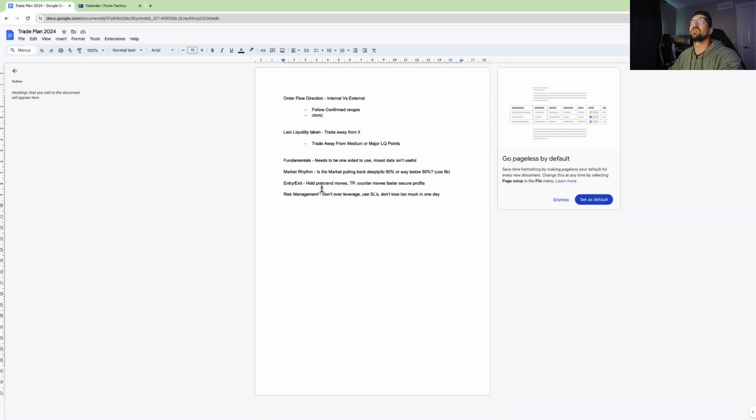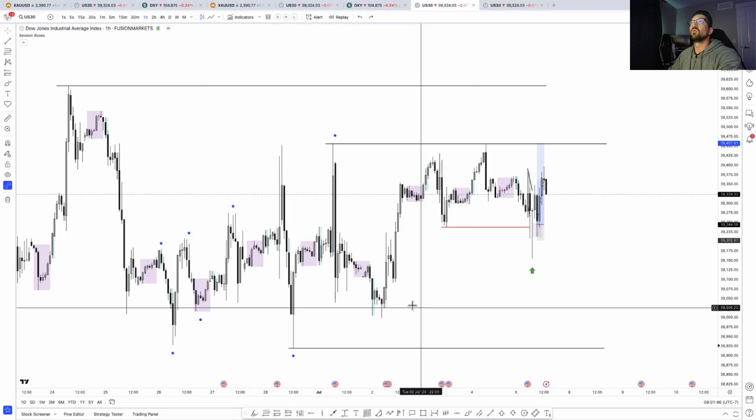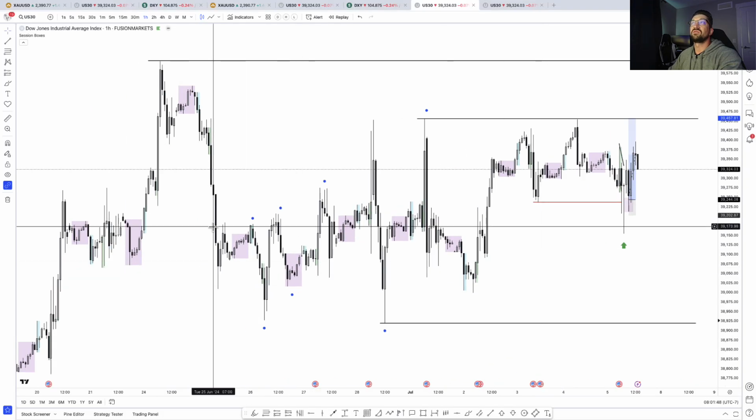The rest of the plan's pretty simple. Market rhythm. So there's a couple ways of using this. This can get pretty complex. I'm just going to show you the simple version of it. The rhythm for me is what the last few days have been doing.